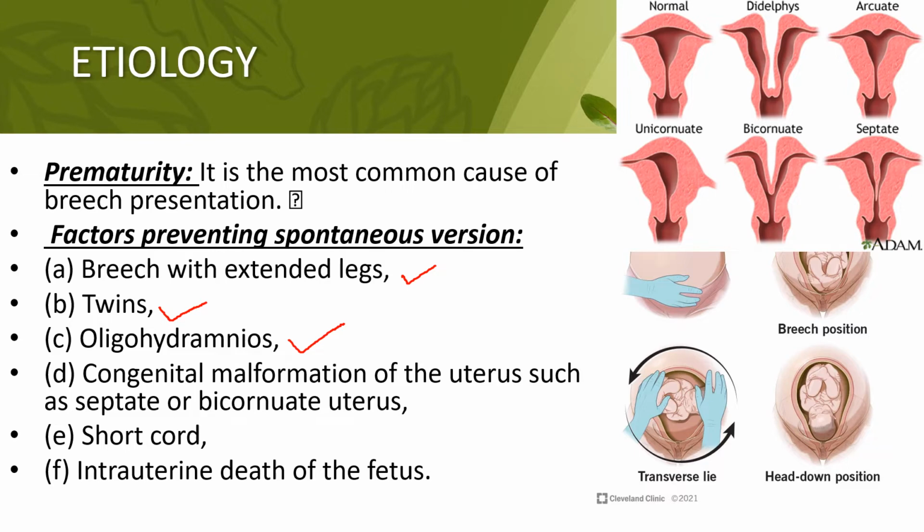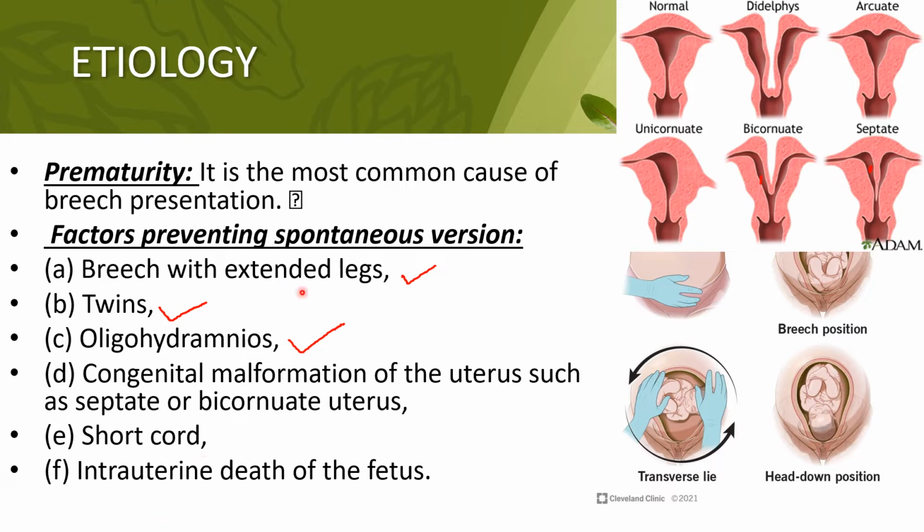Then congenital malformation of the uterus such as septate or bicornuate uterus. These congenital malformations happen during the mother's childhood period itself, so she is affected congenitally. So that condition we can call bicornuate. This one is a bicornuate and septate uterus. Septate means in between the uterus there is a septum. Suppose the baby has formed here, they cannot rotate. Then in a bicornuate uterus, the uterus is divided into two parts. So in these conditions also the baby cannot go for spontaneous version.